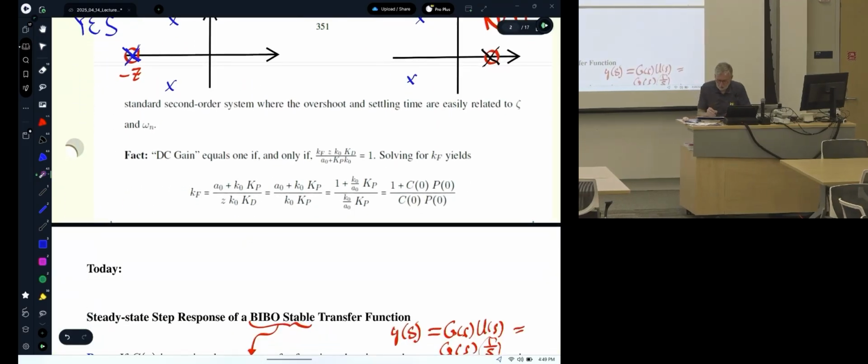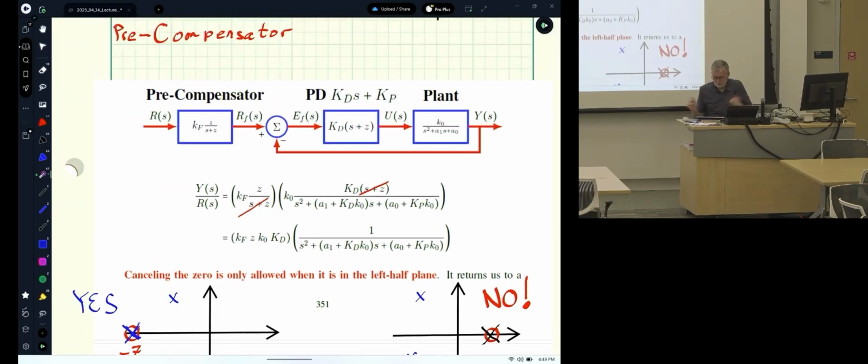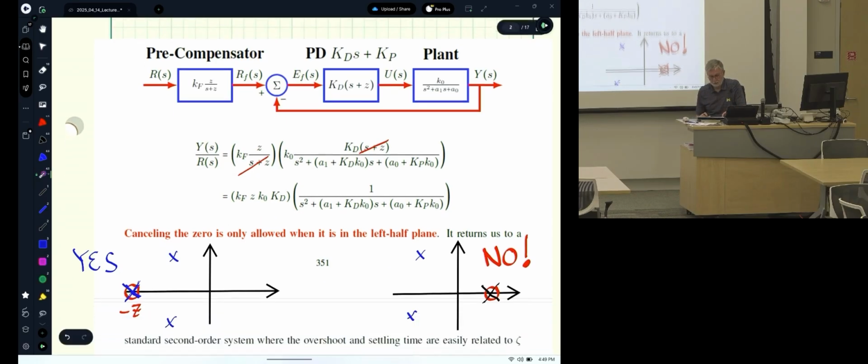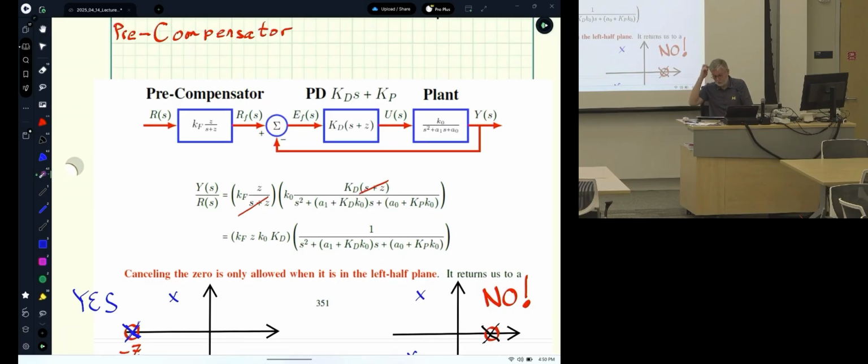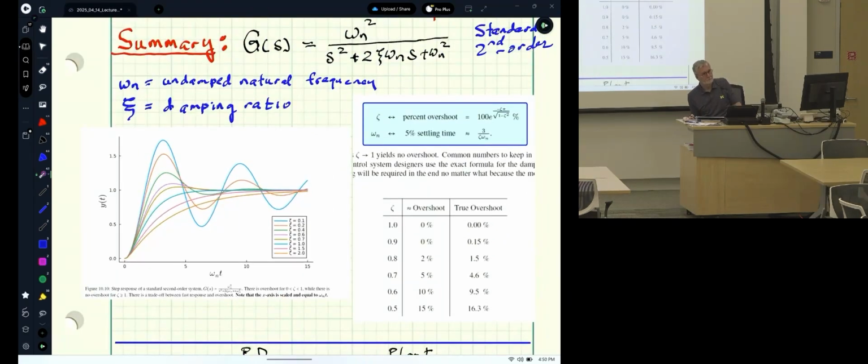Okay, so you can just solve for the gain, KF, in the precompensator to make this truly a friendly system for us. So this will be omega n squared. You're going to set this equal to omega n squared, and then everything is going to be such that we have a standard second order system and everything looks like we expect it to from here.